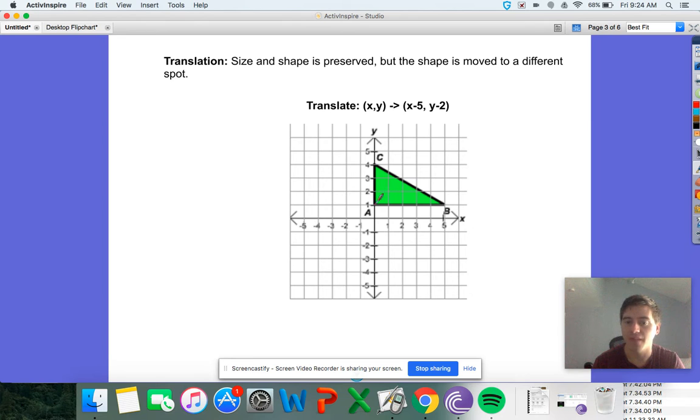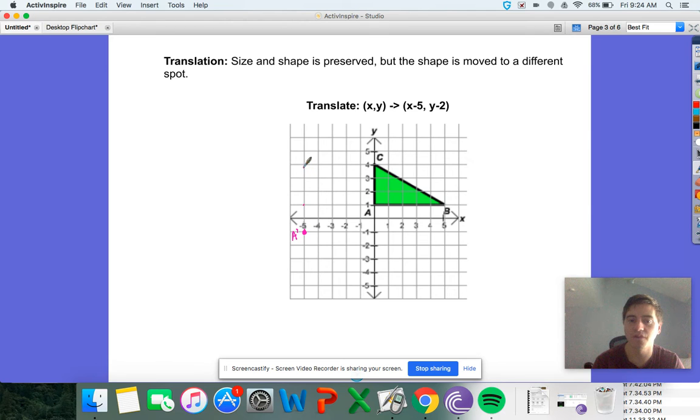So A is here. If I subtract 5 from x, its x is 0. If I subtract 5 from that, it's going to be negative 5. And if I subtract 2 from its y, it's going to be down here at negative 1. So really, we went, like I said, left 5, down 2. And that's A prime.